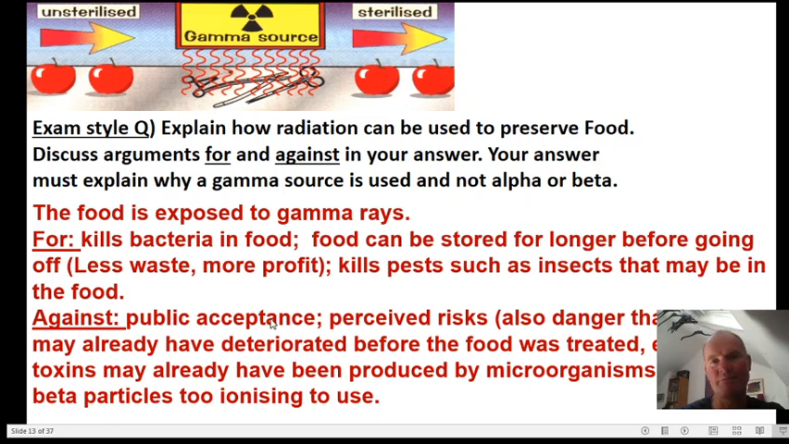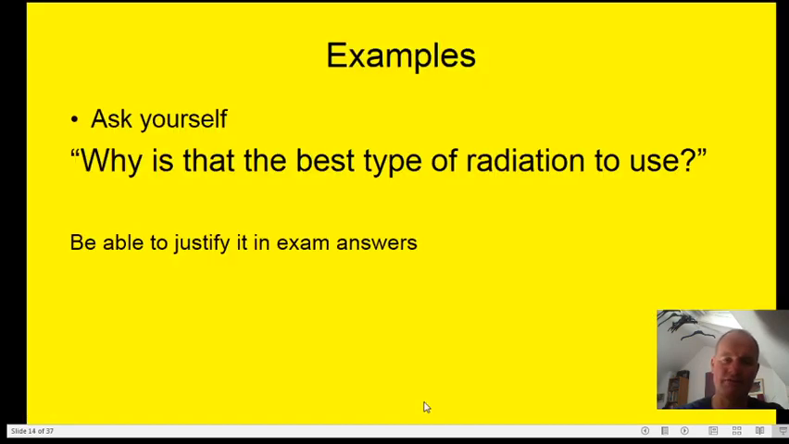Against, public acceptance: the public aren't that keen, through the misconception about irradiation and radioactivity, the perceived risks, or the danger that the food might have actually deteriorated, might be going half off before it was treated. So the toxins might have been produced by microorganisms. And also, the final thing, why do we choose gamma? Because alpha and beta particles are too ionizing, and also alpha might not travel the distance to get there, and beta particles are not suitable either, but we'll see a use of them later. So we use gamma for that, penetrating for that.